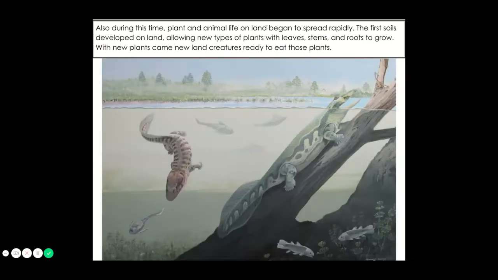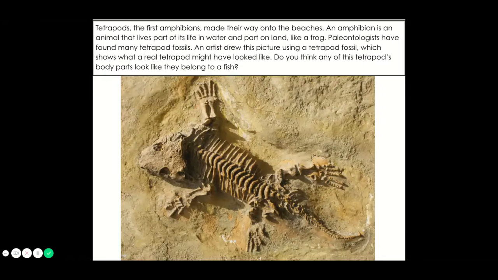Also during this time, plant and animal life on land began to spread rapidly. The first soils developed on land, allowing new types of plants with leaves, stems, and roots to grow. With new plants came new land creatures ready to eat those plants. Tetrapods, the first amphibians, made their way onto the beaches. An amphibian is an animal that lives part of its life in the water and part on land, like a frog. Paleontologists have found many tetrapod fossils.